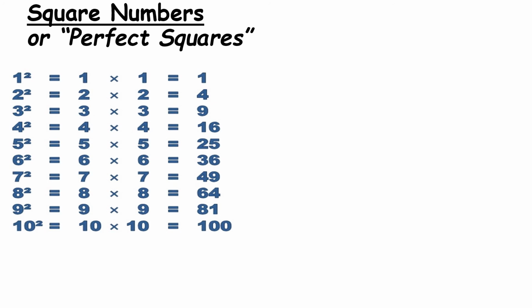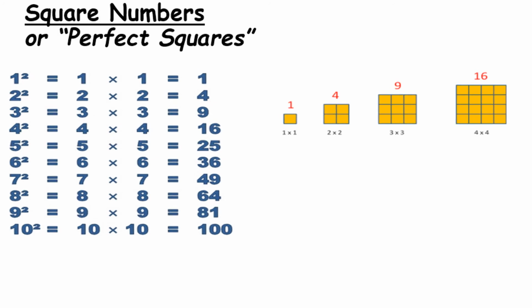So why are they called square numbers? Well, these numbers represent the area of a square with a given side. So for example, 9 is the area of a square with sides 3. So 3 by 3 gives you 9. So we can see them visually here as squares.